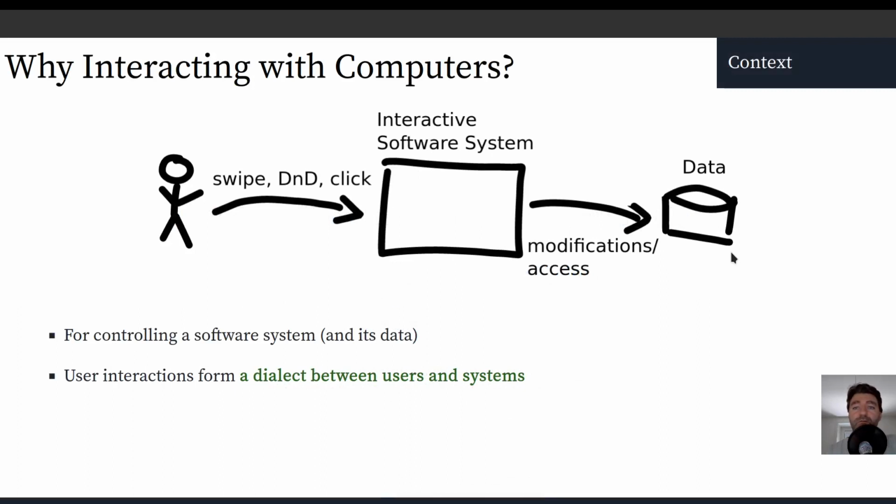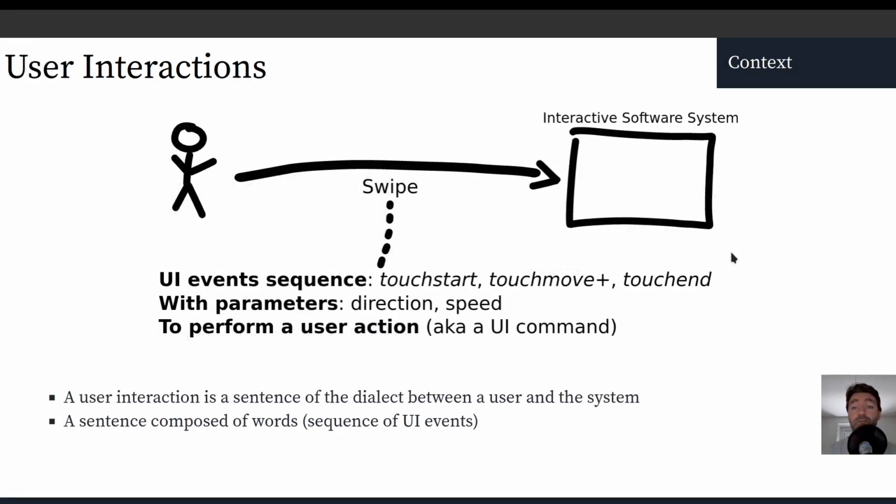So we interact with software systems to control them, to modify data, to access data, and all the user interactions that provide the software system form a kind of dialect between the users and the system under control. And the goal of this dialect is to give orders, to command the system. And user interactions are complex objects. They are designed by HCI designers, they are coded by software engineers, so very different jobs.